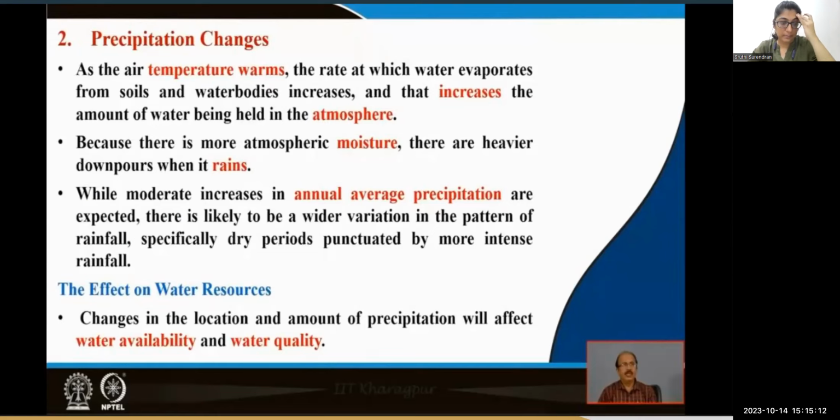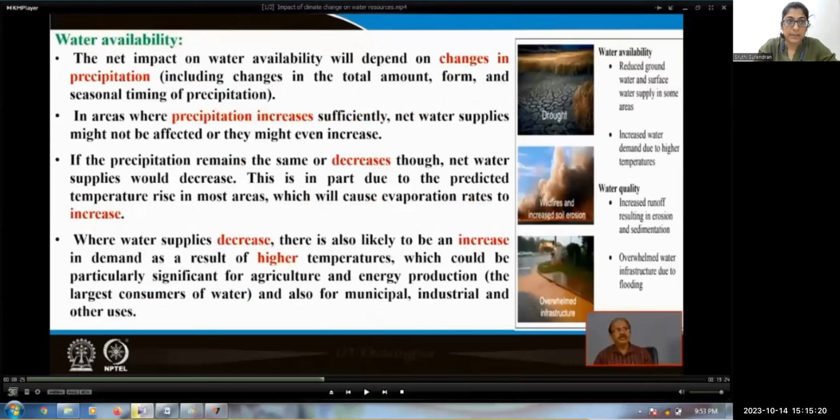Now, how is this going to impact water resources? Again, the availability of water and the quality of water. How water availability is impacted is through these processes. For a place which is getting a high intensity of rainfall, that is, a lot of rainfall in a small duration of time, the water will all flow off into the surface rivers and streams. So the groundwater availability is going to reduce at that place.